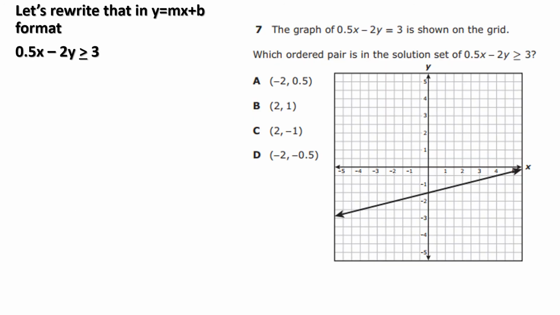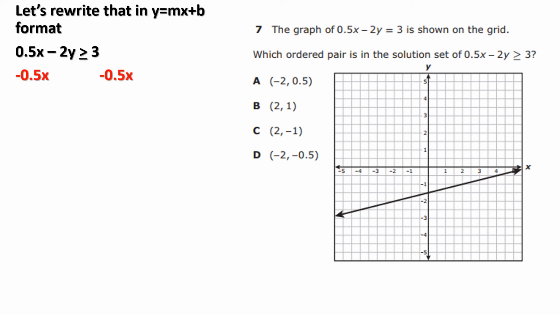Our third example is going to be our most complicated, but we can handle it. The graph of 0.5x minus 2y equals 3 is shown on the grid. Which ordered pair is in the solution set of 0.5x minus 2y is greater than or equal to 3? So now they want us to change that line into an inequality. Fine, let's do that. 0.5x minus 2y is greater than or equal to 3.